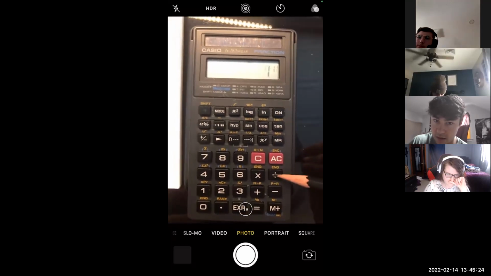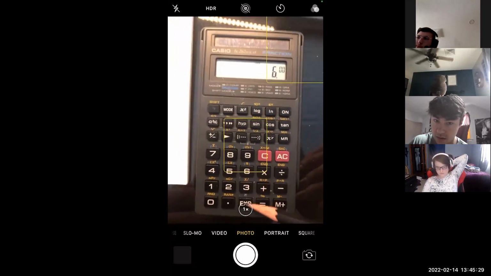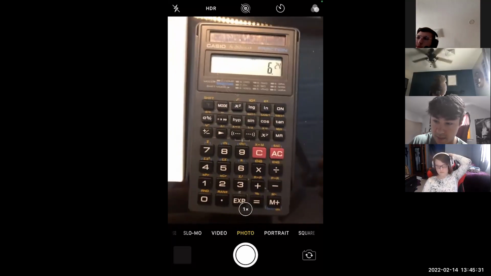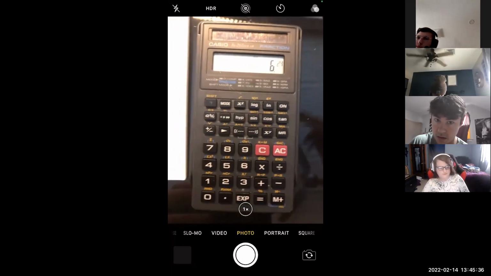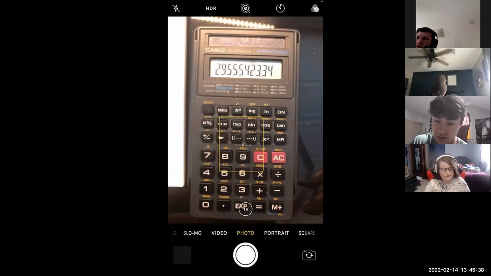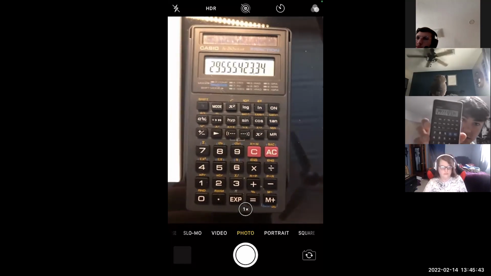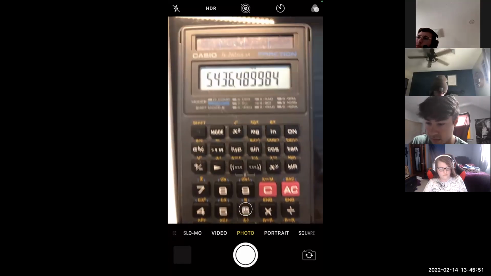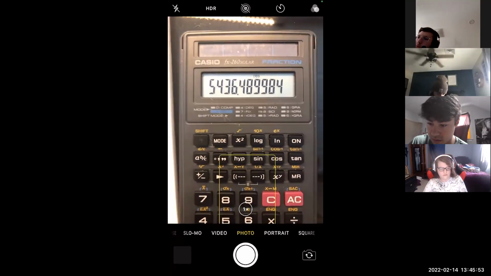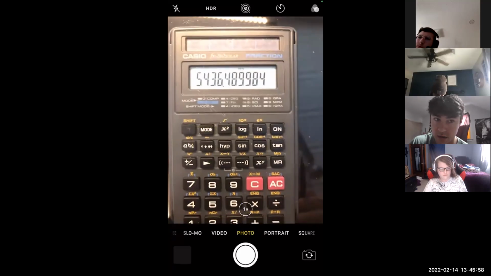Now divide by 6 EXP 24. Got it. Equals. We're not done. Shift square root. Got it. Show me.